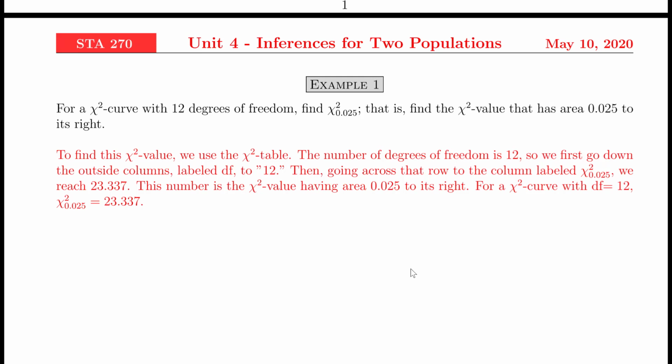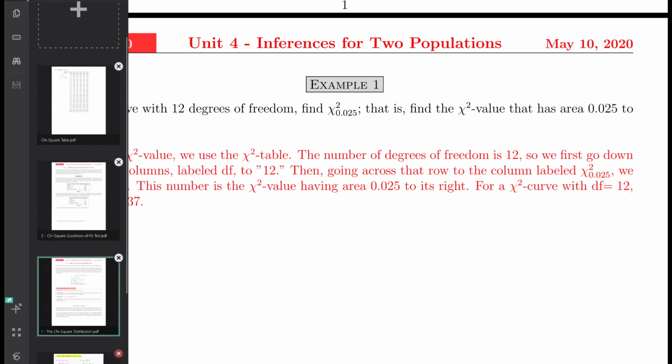So here we're looking at example 1, and this is the only example for 5.1. That's why we're just going to do two sets of notes together. We have 12 degrees of freedom. Find chi-squared with a significance level of 0.025. So we will go to the chi-squared table. Let's see, 12 and 0.025.